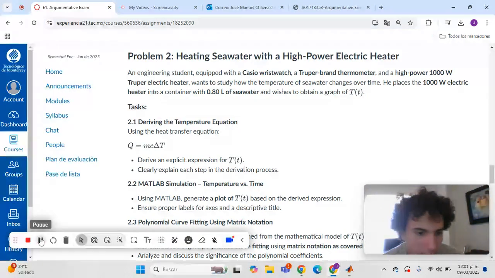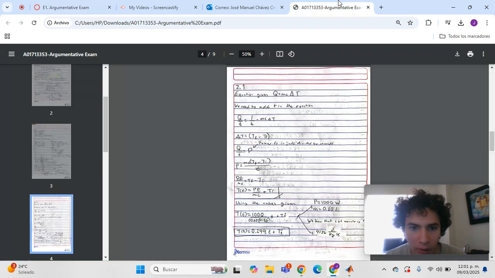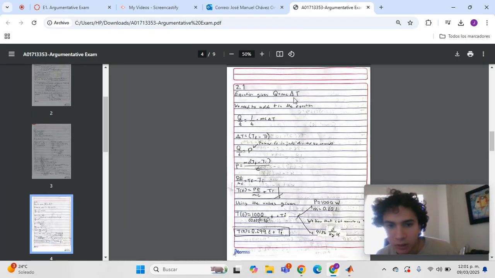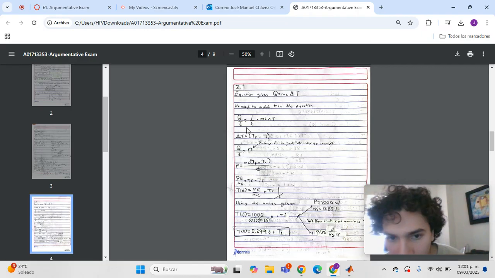To solve this problem, we have the equation which was given, and we don't have any time, so we need to add the time to the equation with 1 over t on each side. So Q over t, and 1 over t multiplied by this whole expression on the right side. We know delta T equals final temperature minus initial temperature, and the power is the quantity of heat divided by time, which is the first part of the equation.